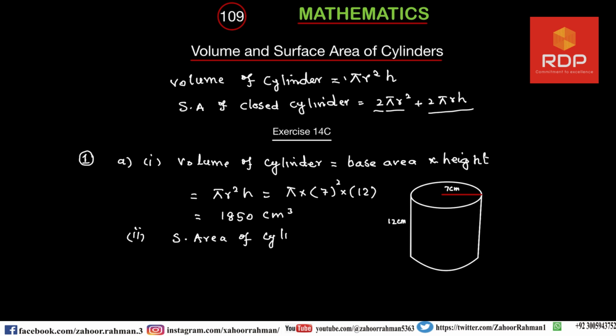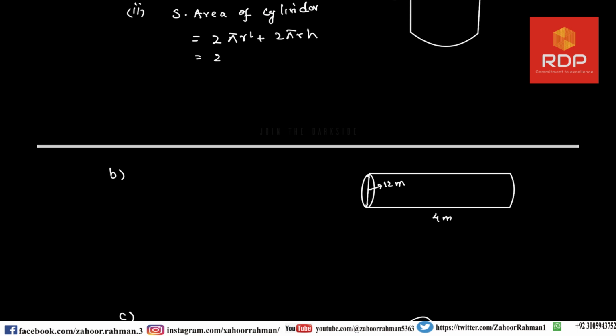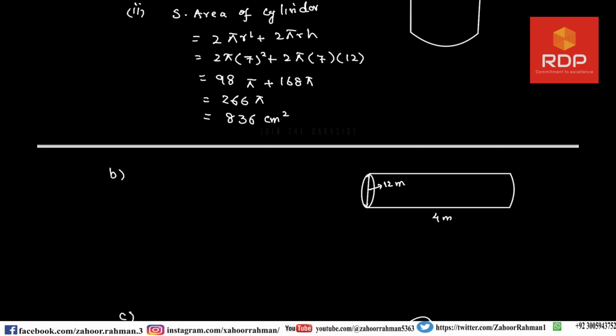Now in the second part they want us to find the surface area of the cylinder. So in this case we have to write 2 pi r square plus 2 pi r h, and here we are simply putting in the values. So 2 pi, and r is given to us as 7 square, plus 2 pi into 7 into 12. So that will be equal to 98 pi plus 168 pi. So then if we are adding it to 266 pi, and when we insert the value of pi, we will get 836 centimeter square, and that is the answer.